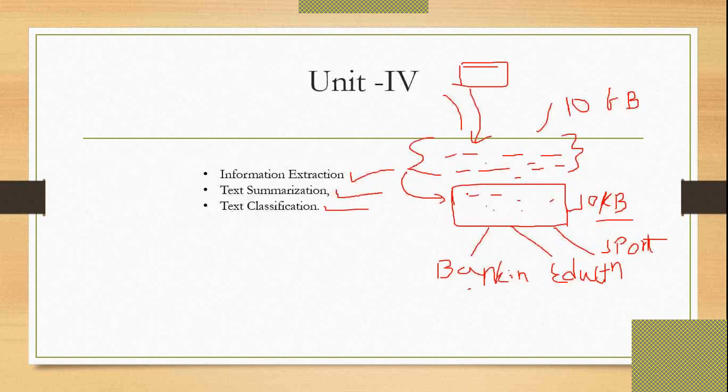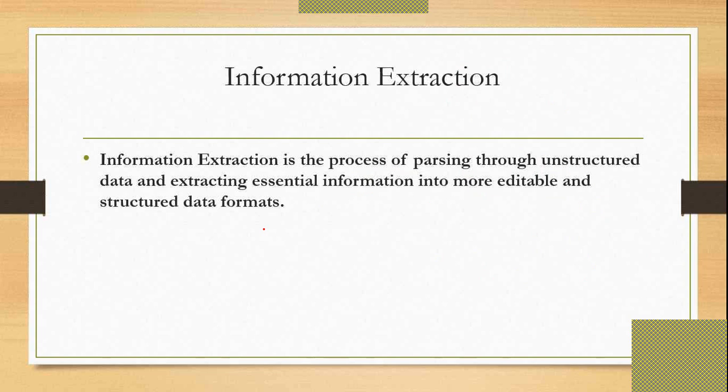Now, what is information extraction? Information extraction is the process of parsing through unstructured data and extracting the essential information into a more editable and structured data format. What we are doing in information extraction is parsing unstructured data, because the data on a website is available in an unstructured format. All of you may have heard about the web scraping concept. Web scraping is nothing but information extraction. Here we are extracting the data from the website using a web scraping tool.